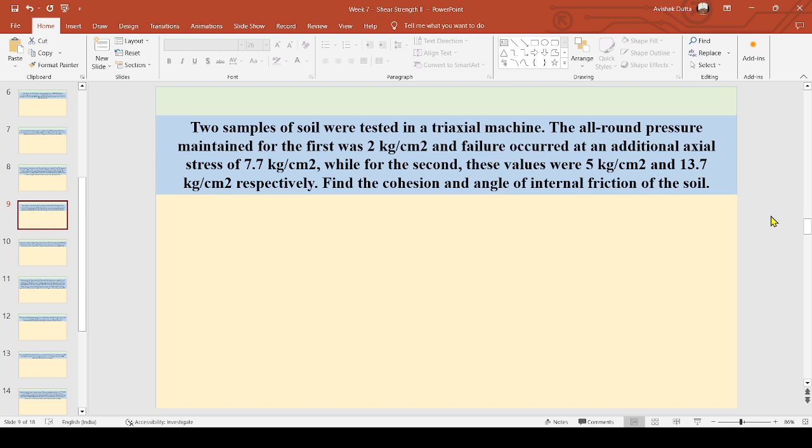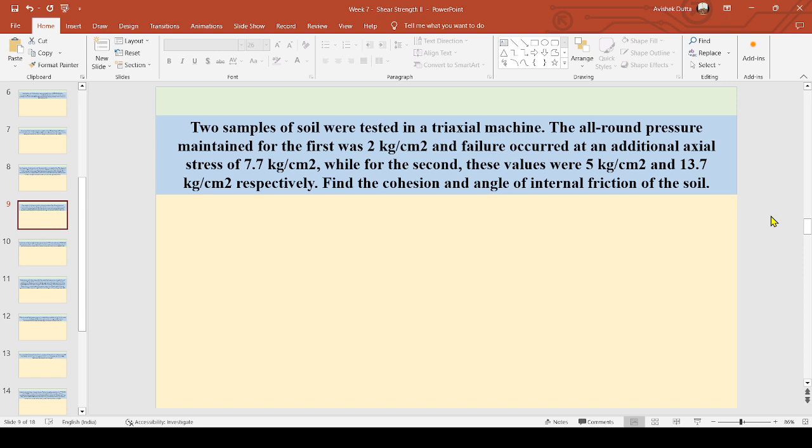Two samples of soil were tested in a triaxial machine. The all-round pressure maintained for the first was 2 kg per centimeter square and failure occurred at an additional axial stress of 7.7 kg per centimeter square. While for the second, these values were 5 kg per centimeter square and 13.7 kg per centimeter square respectively. Find the cohesion and angle of internal friction of the soil.